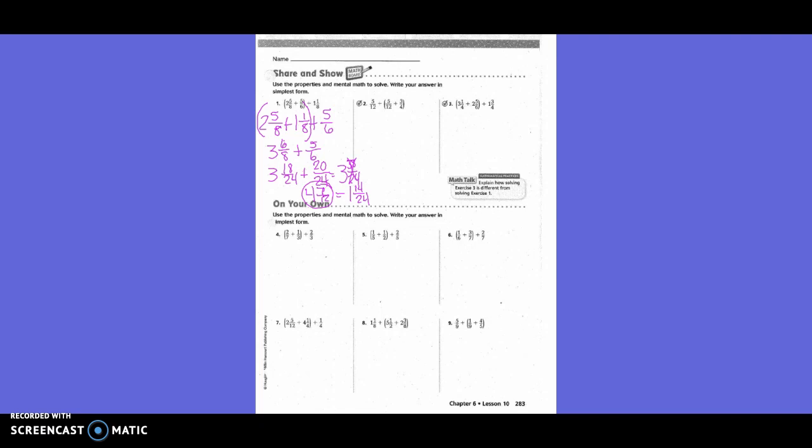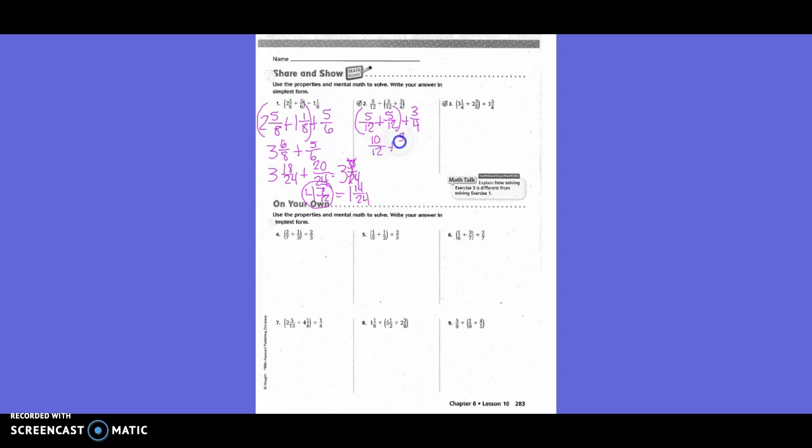All right, so 5 twelfths plus 5 twelfths plus 3 fourths. What are we going to do there? Do we need to rewrite it in a different order? No, we just need to change where the parentheses is. So we're going to write parentheses 5 twelfths plus 5 twelfths, close parentheses, plus 3 fourths. So what is 5 twelfths plus 5 twelfths? 10 twelfths.